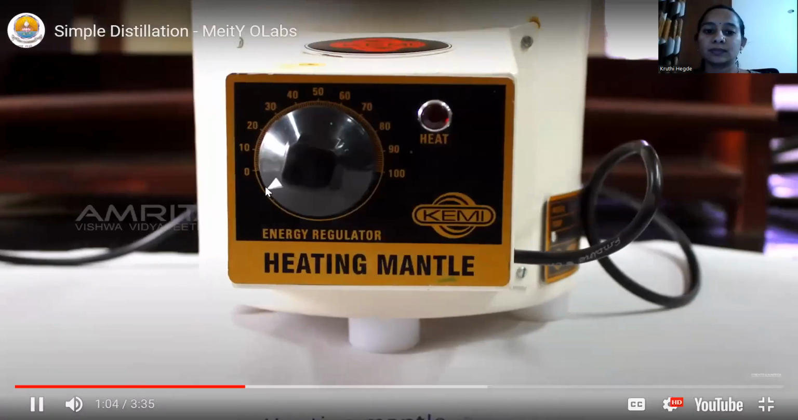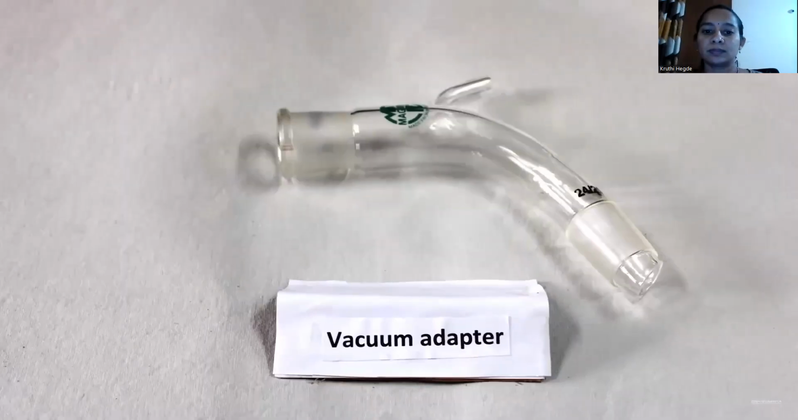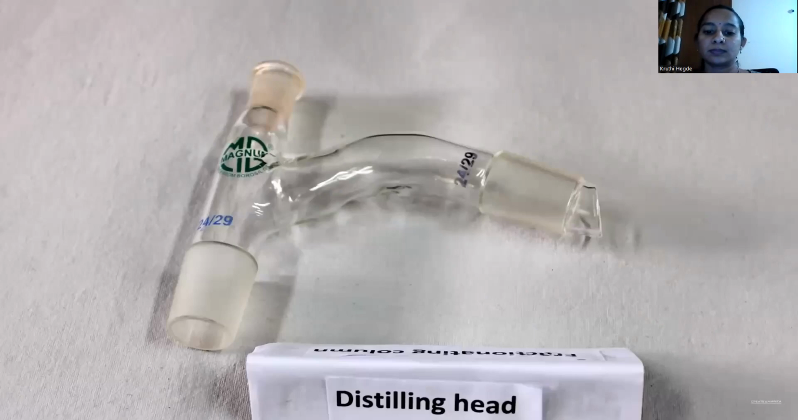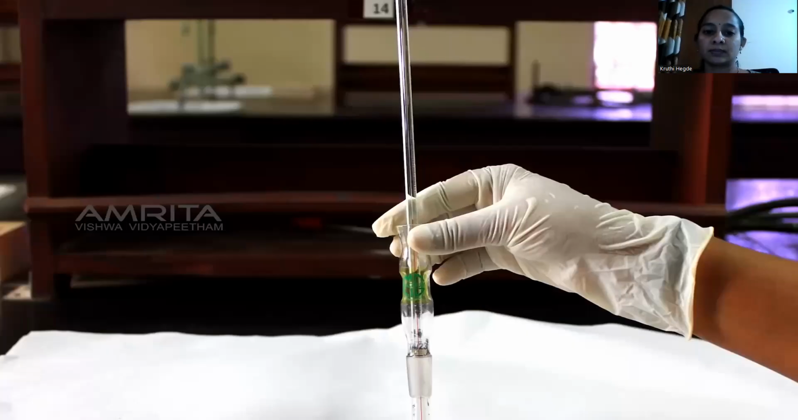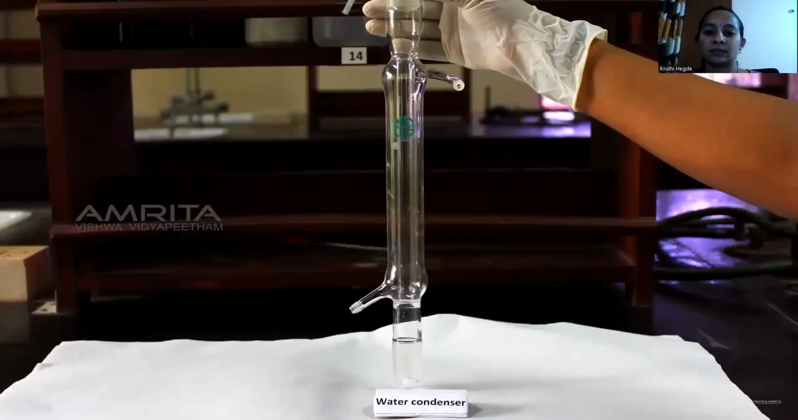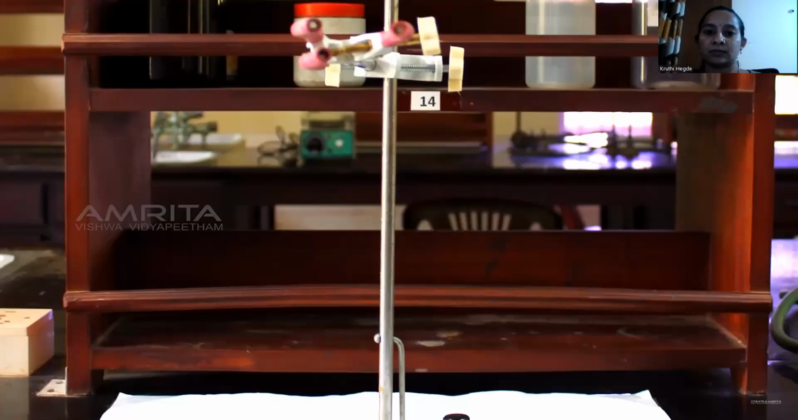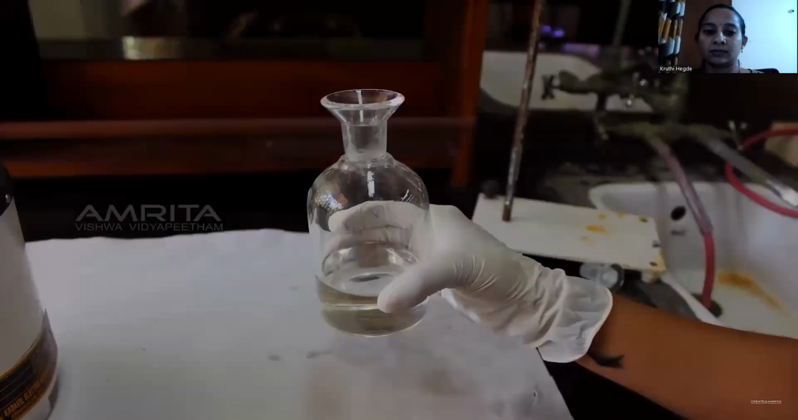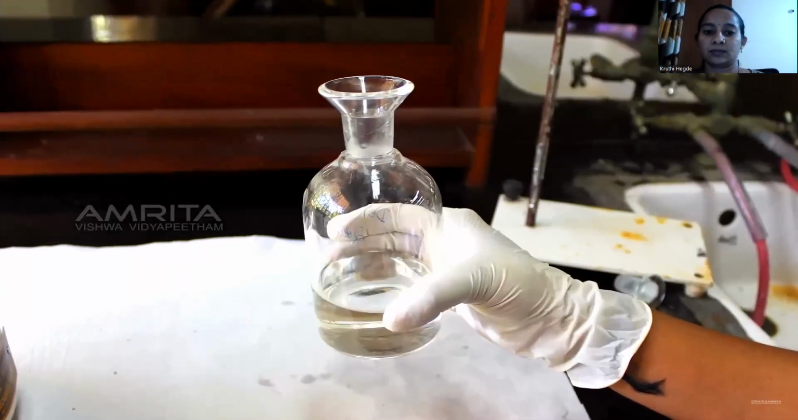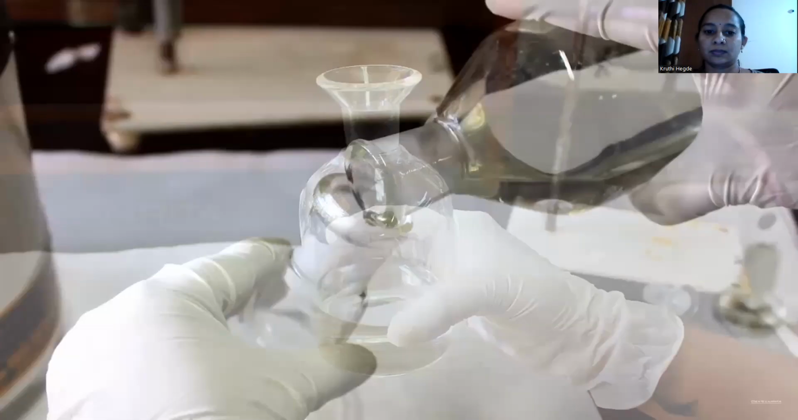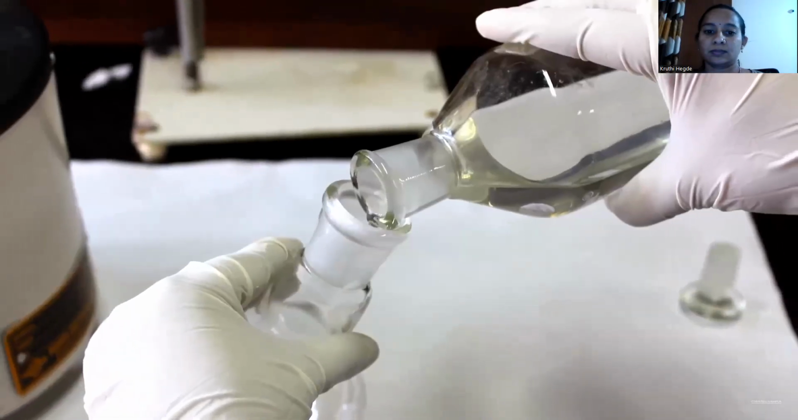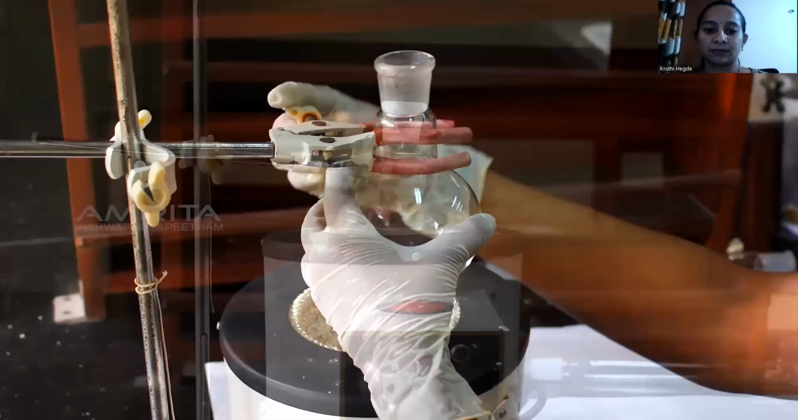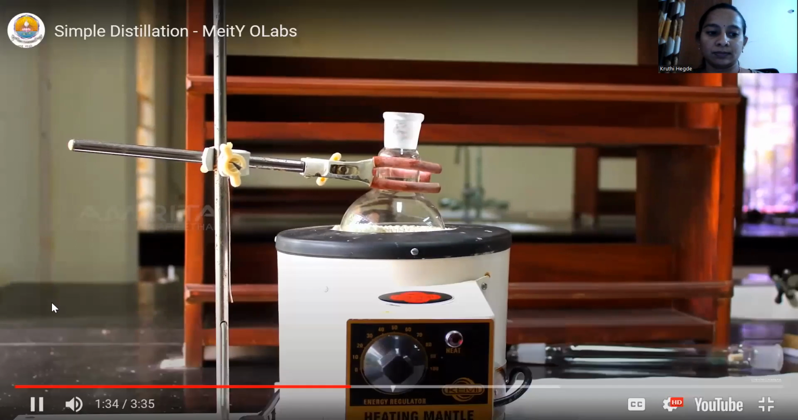Heating mantle, vacuum adapter, distilling head, thermometer adapter, water condenser, and stand with lamp. Procedure. Take a mixture of acetone and distilled water and pour it into a 250 ml RB flask. Clamp the round bottom flask, the RB flask, to a stand and place it in a heating mantle.